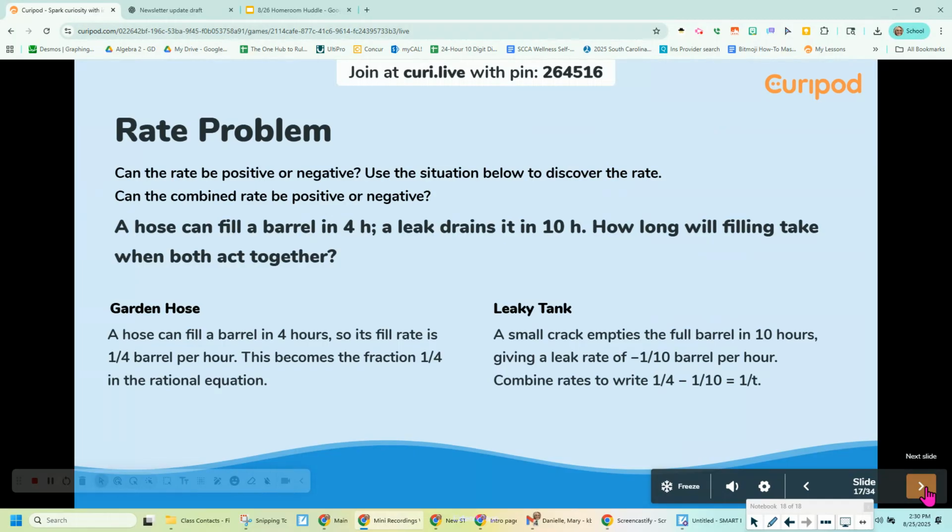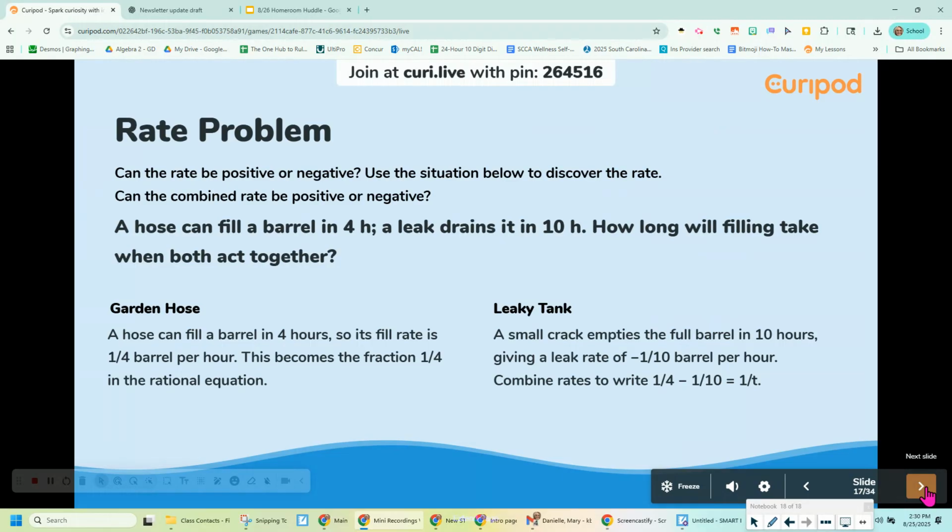Rate problems. Can the rate be positive or negative? Use the situation below to discover the rate. Can the combined rate be positive or negative? So here's the situation. A hose can fill a barrel in 4 hours. A leak drains that barrel in 10 hours. How long will filling take when both act together?